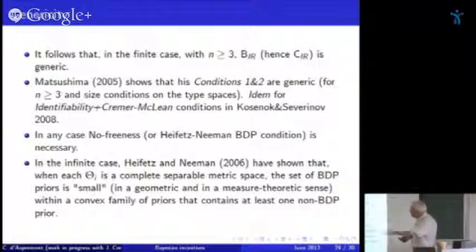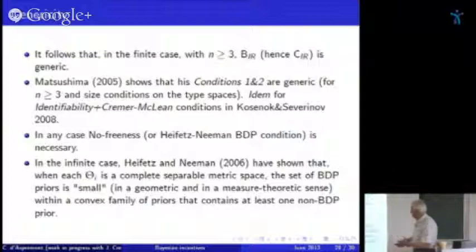Now this argument indicates that by moving the prior probabilities a little, you can always get the conditions that I mentioned. But in fact, there are other arguments to show this. It's very important to know that we need n greater than or equal to 3. So in the case n equal 2, it doesn't work. This condition is empty for n equal 2. So we need n greater than or equal to 3, and these conditions, genericity is also mentioned by Matsushima for his conditions, and also by Kosenok and Severinov for their conditions, which is equivalent.